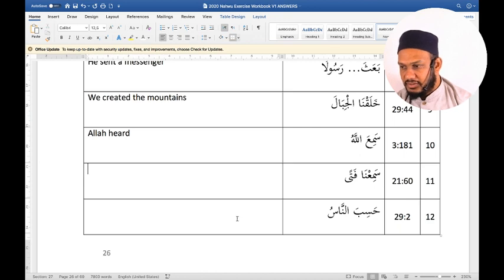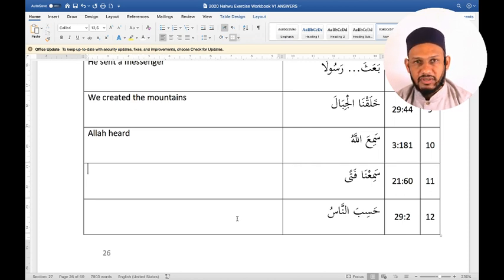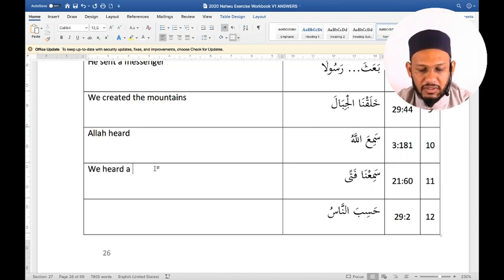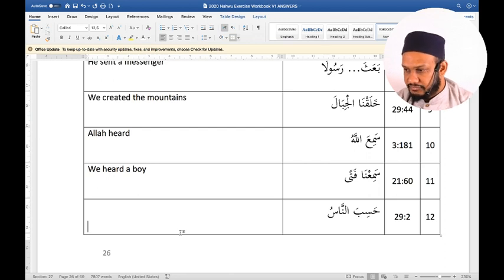Next one. We got the next one here. It says here, Sami'na fata. Sami'a means to hear. At the end I see a na. Therefore the na is going to be the fa'il, the doer. Therefore it's going to be we. So we heard a boy. Fatan is going to be the maf'ulun bihi.